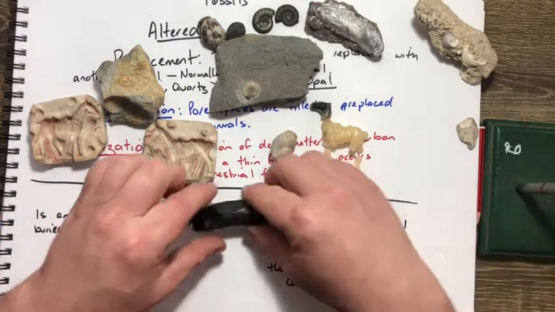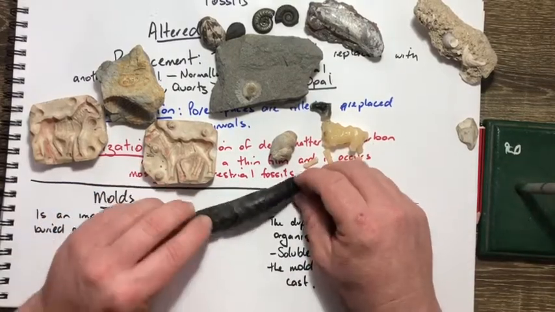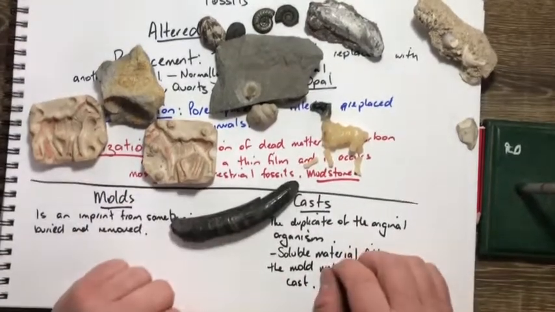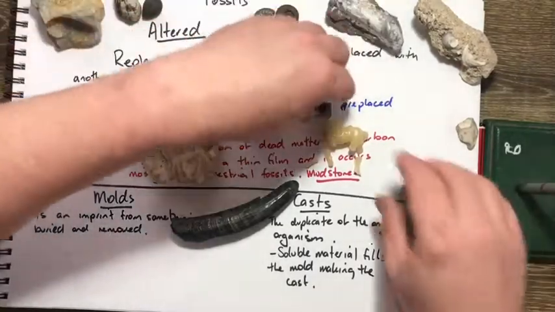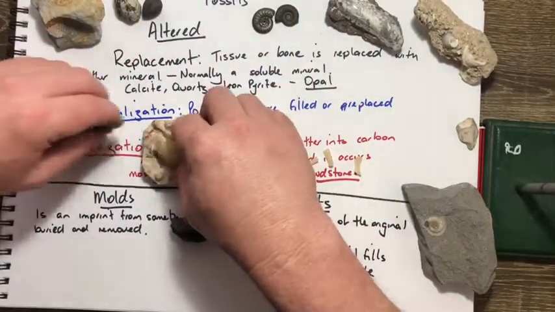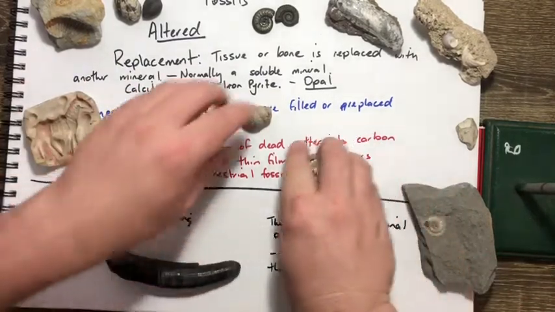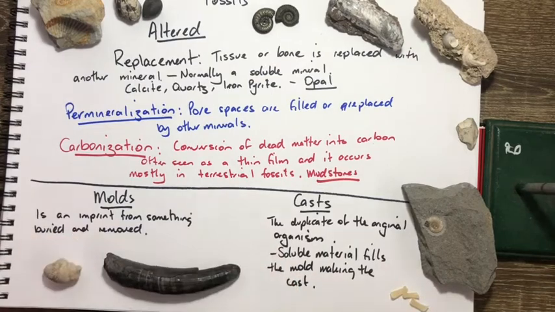Oh, by the way, if you're wondering what this is, it's a whale tusk. And I'm not sure of the age. Okay, let me move these out of the way so you can see the rest of the notes. Let me get this horse back together. There you have it, altered fossils.